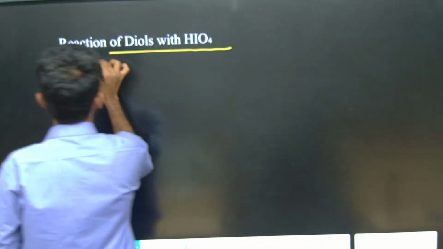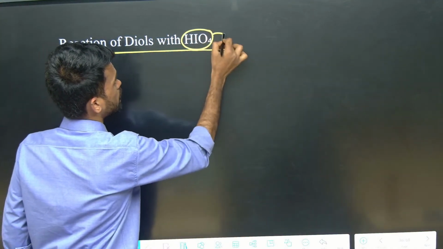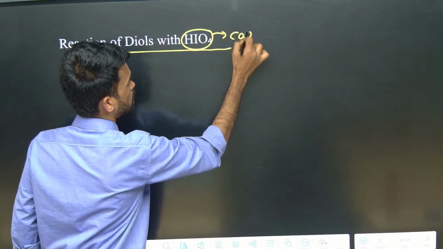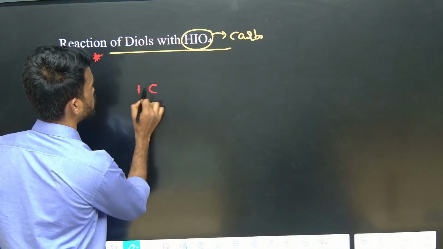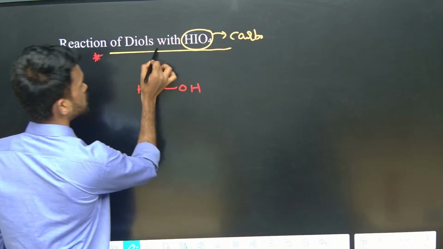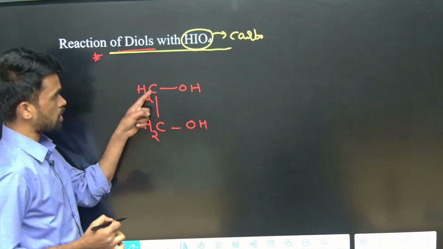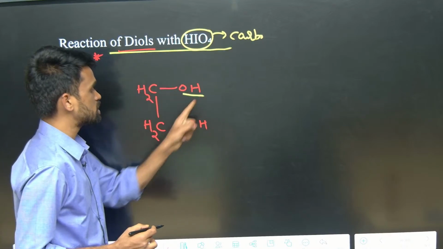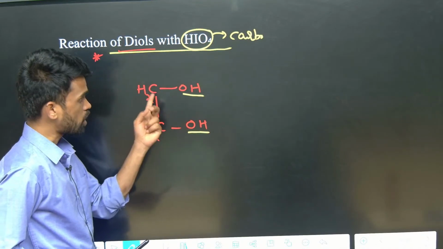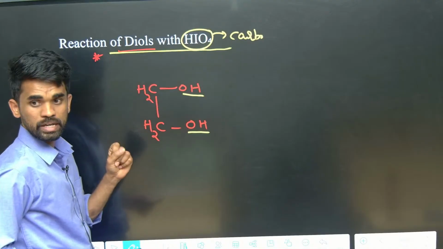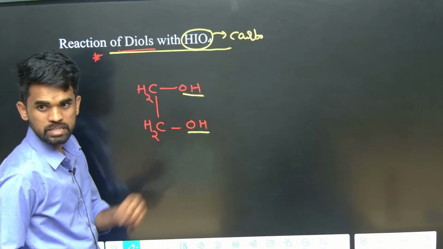So the next reaction is diols with HIO4. This is also one of the very important and interesting discussions. It will be especially useful when we discuss carbohydrates and biomolecules. Anyway, here I will be explaining, just follow me. Diols means OH on carbons 1 and 2. At the first position we have OH, at the second position also OH. How many OH groups are there? 2. So you can say 1,2-diol. Particularly the name of this compound is ethylene glycol.